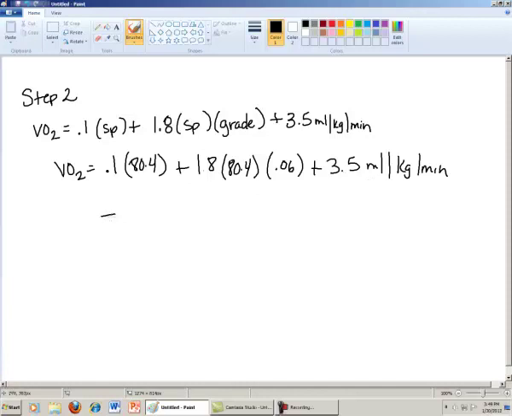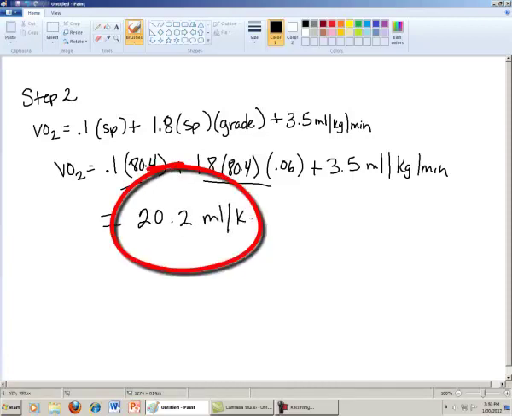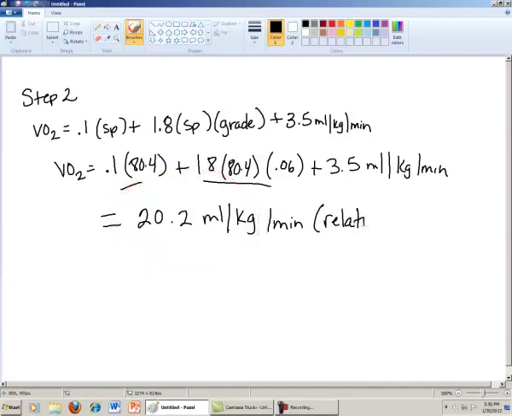The next part of this is just going to be to solve. So we're just going to do some basic algebra and just remember the rules of multiplication, division, addition, subtraction. You want to make sure that you multiply things first. So we multiply here, here, and then we add all of these numbers together. And once you do that, you should get 20.2 milliliters per kilogram per minute. And this is relative VO2. We'll convert it to absolute here in a moment, but again, this is the basic step number 2.